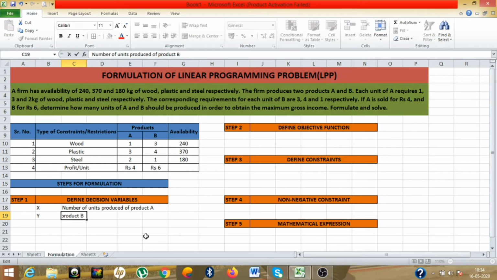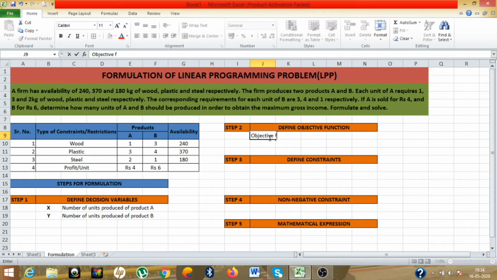So these are the two decision variables which will decide the maximum gross income. Then step 2 is define objective function. Now what is the objective of the firm? The objective of the firm is to gain maximum. So here maximization is the objective function.